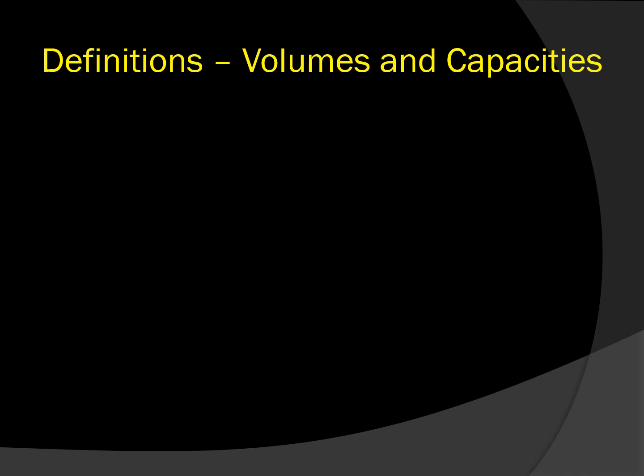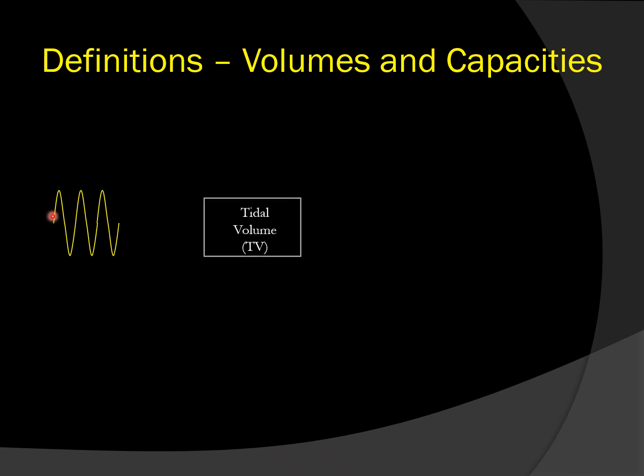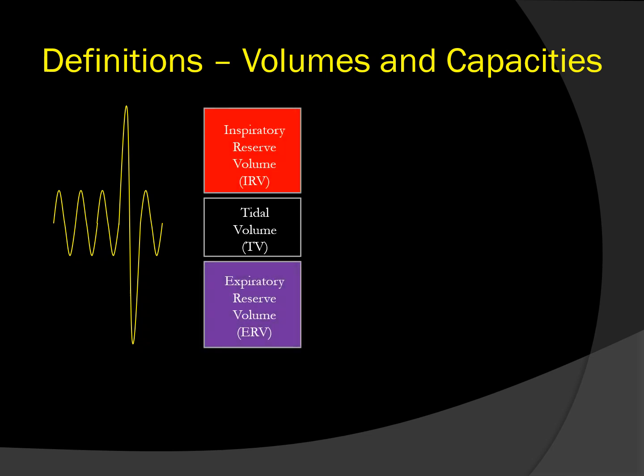Let's stop and define some of the volumes and capacities of the lung. First, we all take regular, quiet inspirations in and out, and these are termed tidal volumes. Now we realize that we can take an extra large breath and fill our lungs up completely, and in addition, we have the ability to exhale beyond the normal tidal volume to as much as we can empty. And those two volumes are termed the inspiratory reserve volume and the expiratory reserve volume.